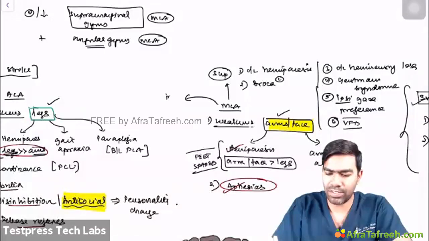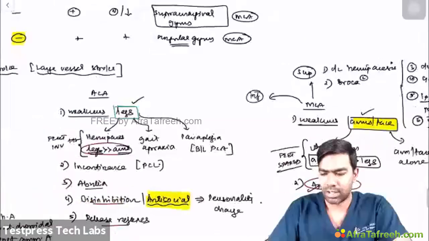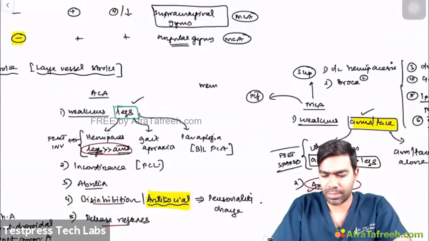As far as inferior division MCA infarction is concerned, it will usually result in Wernicke's aphasia.